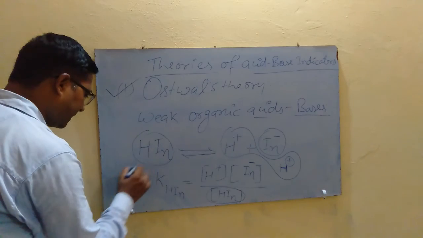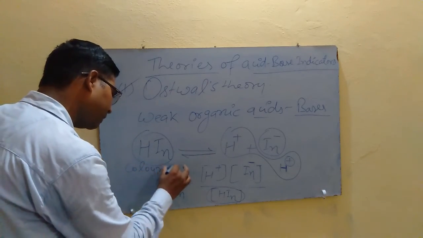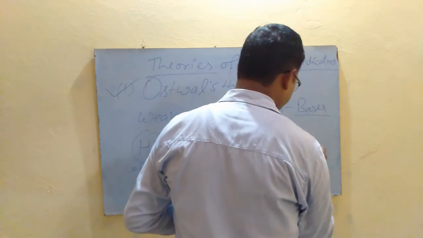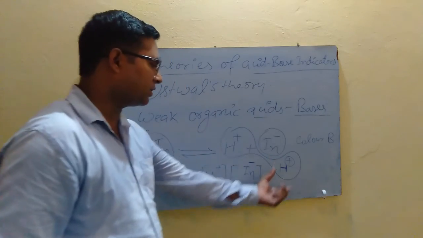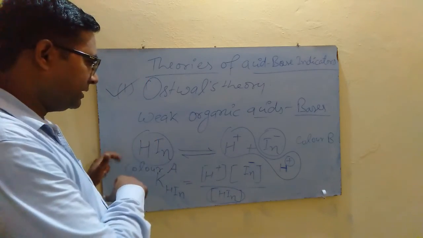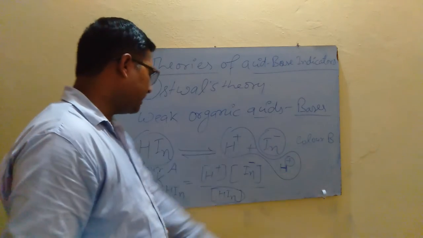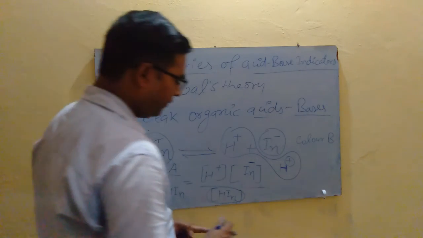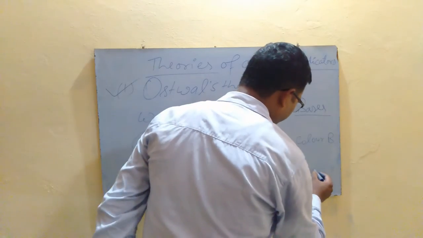It means the color of HIn will be prominent. Suppose the color of HIn is color A, while the color of ionized molecule of indicator is color B. So in this case, where the H plus concentration will be more, or we can say the solution is acidic in nature, the concentration of ionized molecule of indicator will be less, and therefore the color A will be prominent.